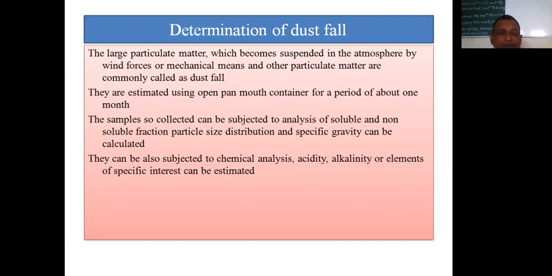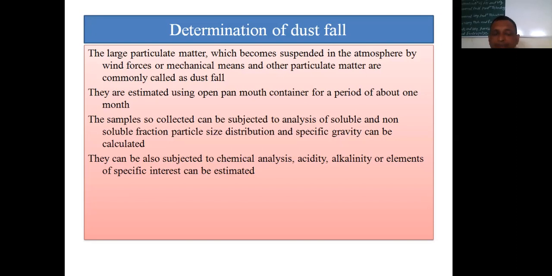Dust fall म्हणजे काय? की larger particulate matters आहेत, म्हणजे 1 micron पेक्षा साईज त्यांची जास्त आहे, which become suspended in the atmosphere, जे atmosphere मध्ये suspended झालेले आहेत. कशामुळे? By wind forces and mechanical means, and other particulate matter are called as dust fall. They are estimated using open pan mouth container, what we are going to learn in this exercise.